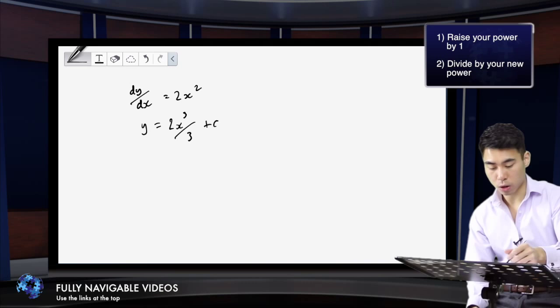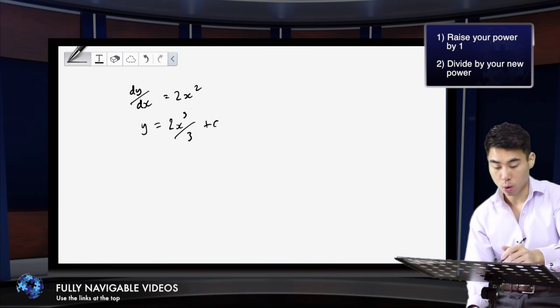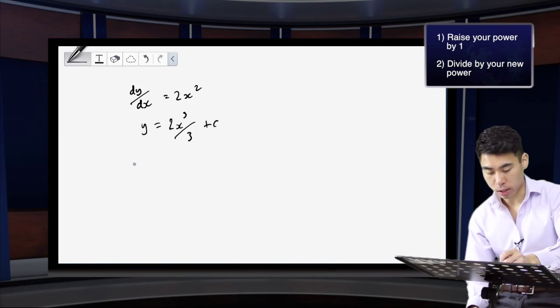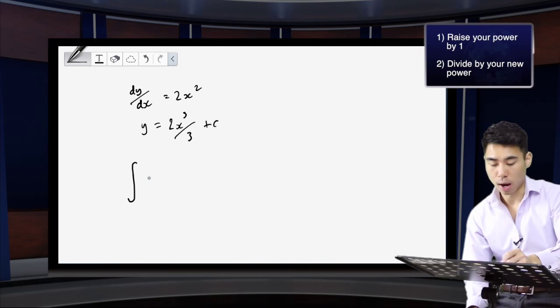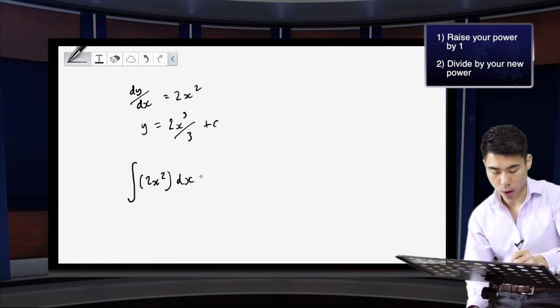I can actually rewrite this question in another way. So like I said, we were going from here to here, integrating this expression here with respect to x. So another way of writing this is using my integral symbol. So this tells me I'm going to integrate expression 2x squared with respect to x.